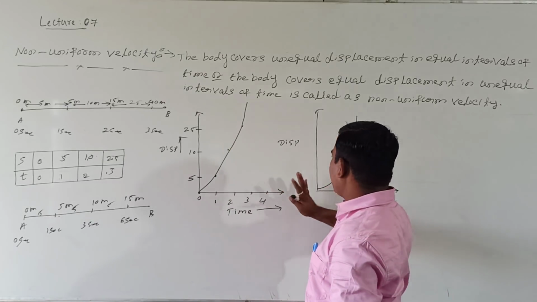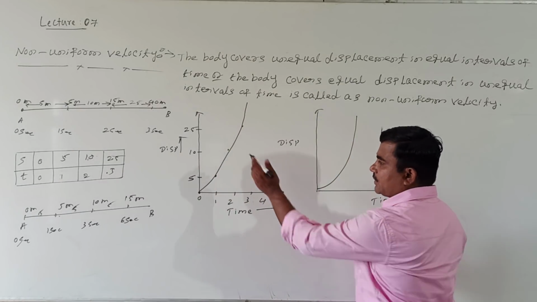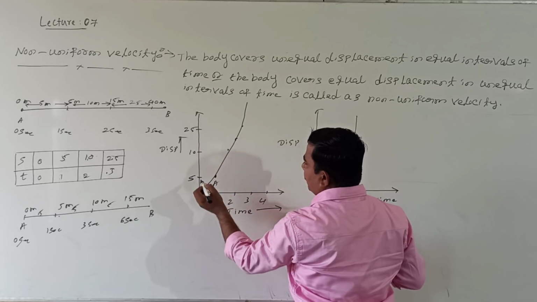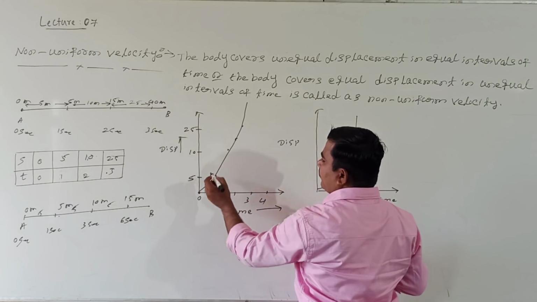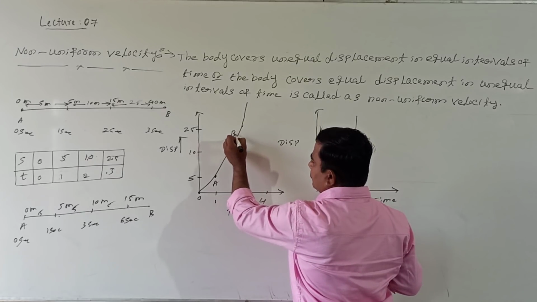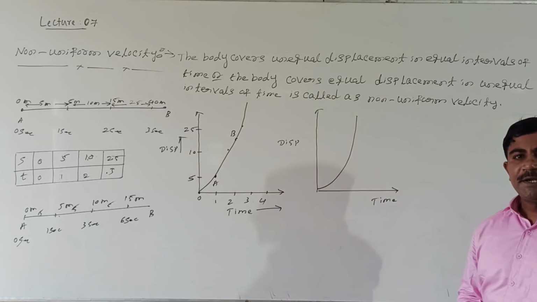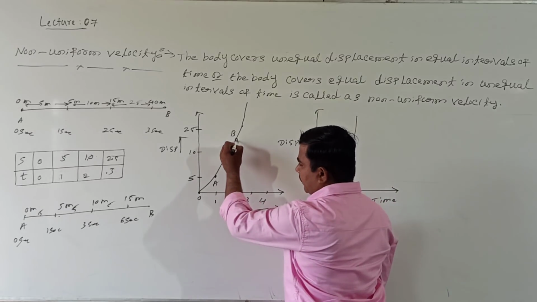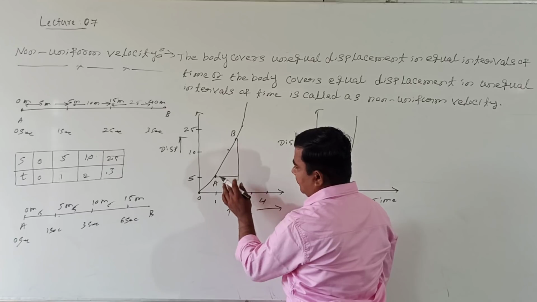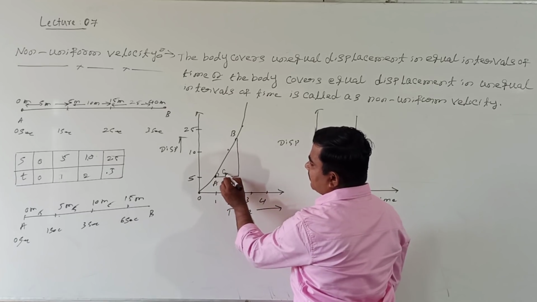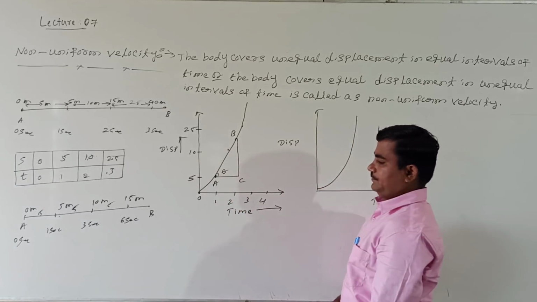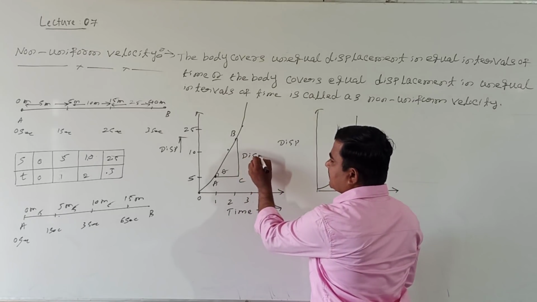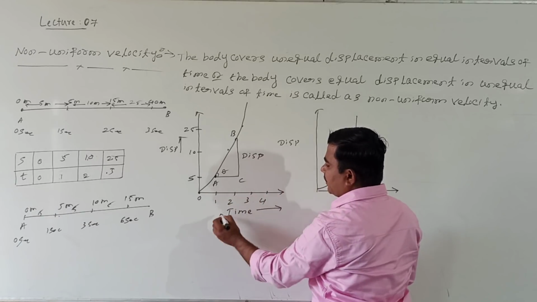For any one graph, you can take the slope here. How to take the slope here? I will take this as point A, and this as point B. On this graph, how to take the slope? Shall I join here? This is nothing but a triangle. This angle we are calling theta, and this is point C. What is the slope here? Along the y-axis, what quantity is there? Displacement. Along the x-axis? Time.